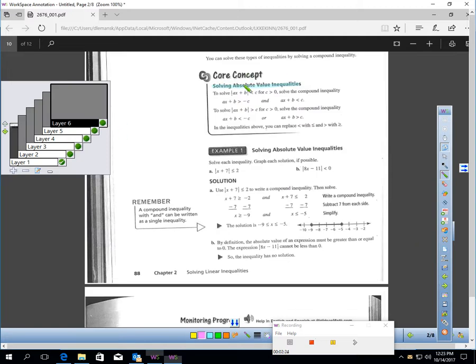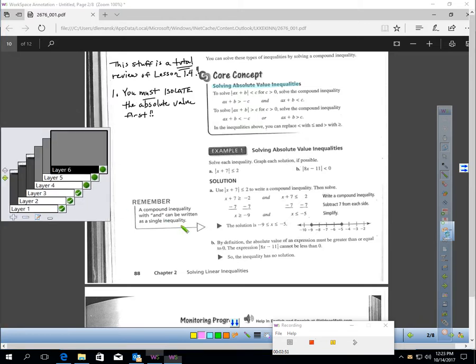Core concept. Let's talk about how we solve an absolute value inequality. You should get this in your notes, because some of us struggled solving absolute value equations in chapter 1. I'm going to go through those steps again right now, and we have to correct that or we're going to have issues in chapter 2. This is a total review of lesson 1.4. First of all, you must isolate the absolute value on these questions first. If you do not, that's going to be a problem. Some of us in chapter 1 did not isolate absolute values first, and that screwed up our work.